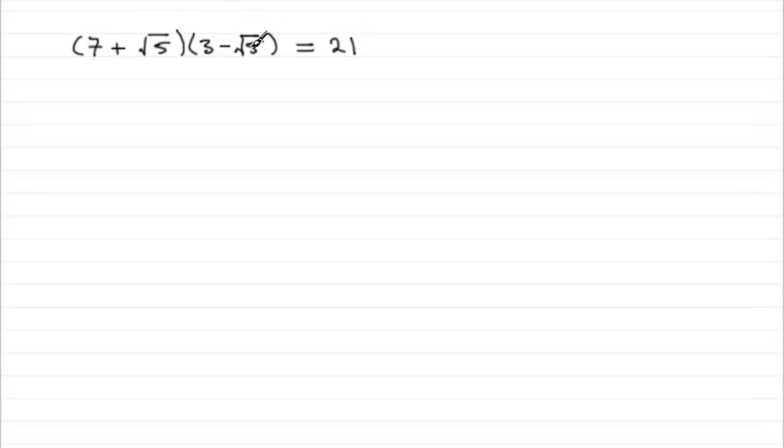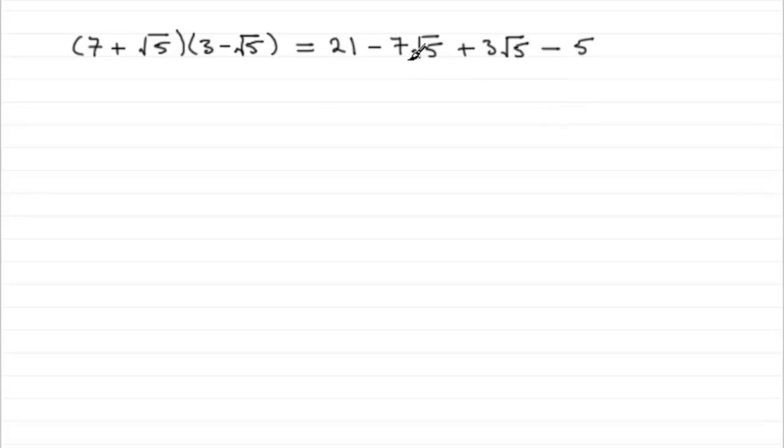Then 7 times minus root 5 is going to be minus 7 root 5. Then we've got plus root 5 times 3, which will be plus 3 root 5. And finally, plus root 5 times minus root 5 is going to be minus the square root of 25, which is going to be 5. Okay? Root 5 times minus root 5, then the 5.